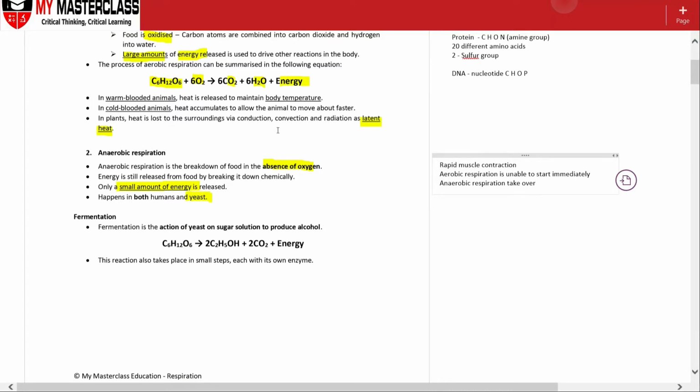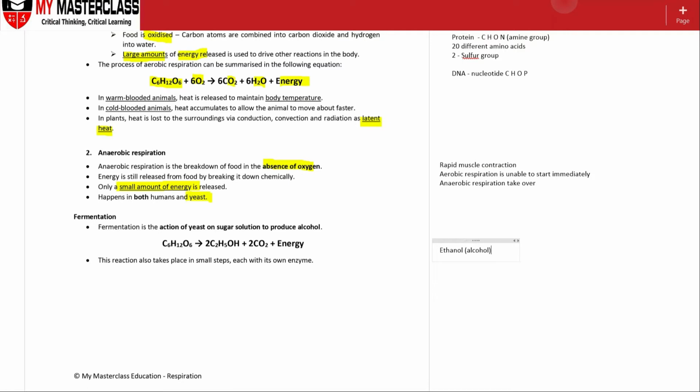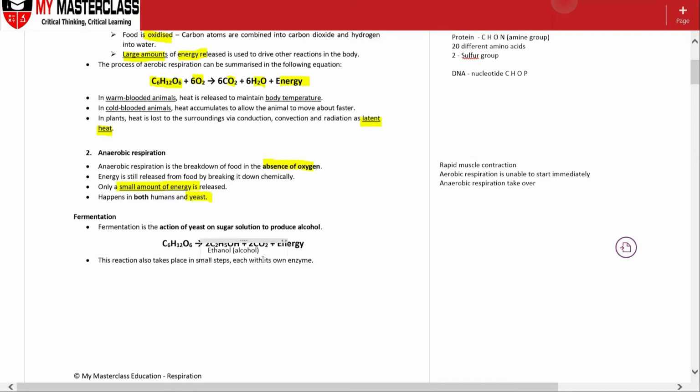Okay, in yeast, we will have something slightly different. You will have the presence of ethanol, C2H5OH over here, which is essentially alcohol. So if you leave your parents' wine out for a certain period of time, there will be some form of fermentation, or even in beers, where alcohol is being produced. Carbon dioxide is also being produced.